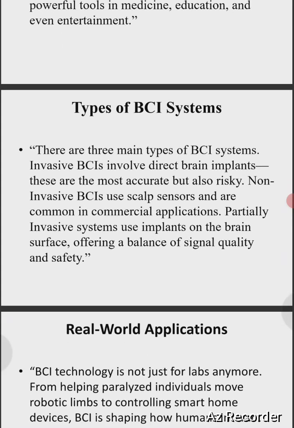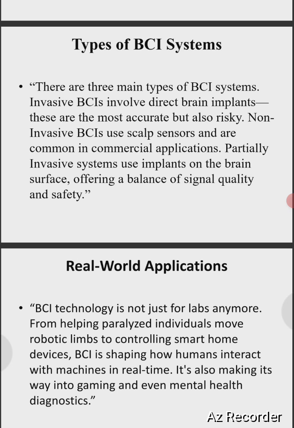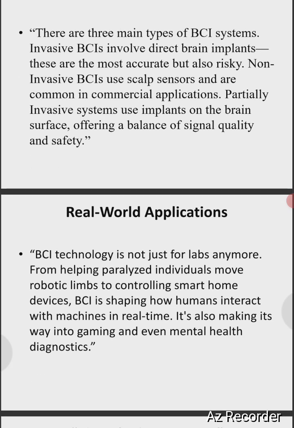What are the different types of BCI systems? There are three main types. Invasive BCI involves direct brain implants, and these are the most accurate but also risky. Non-invasive BCI uses scalp sensors and is common in commercial applications. Partially invasive systems use implants on the brain surface, offering a balance of signal quality and safety. So the different types are non-invasive, invasive and hybrid. They are the major types of system.